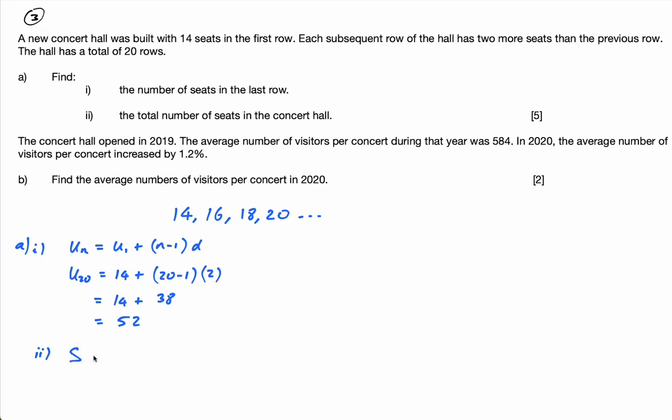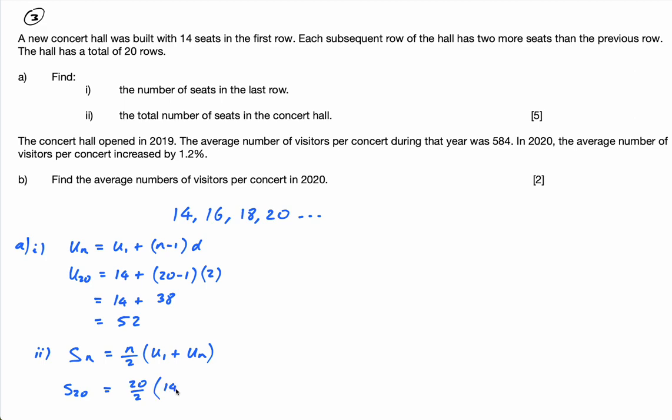So S, the sum of the first 20 terms, is, we have the formula for the sum of an arithmetic sequence. There's 2 of them, and because I actually have the last term, I can use this one, the one which is n over 2. Well, I'll write it here. S of n is equal to n over 2 (U1 plus Un).